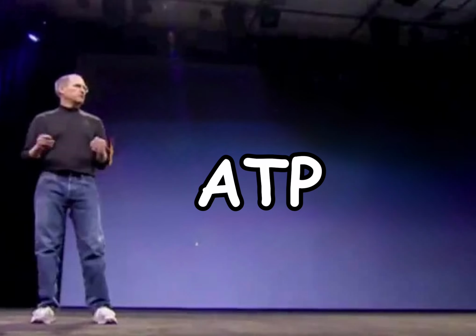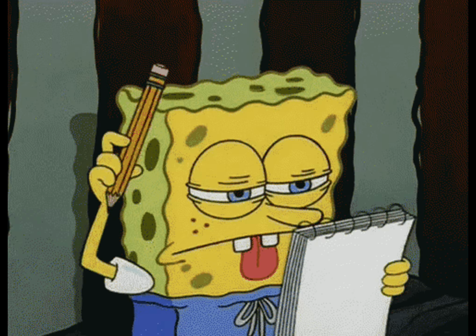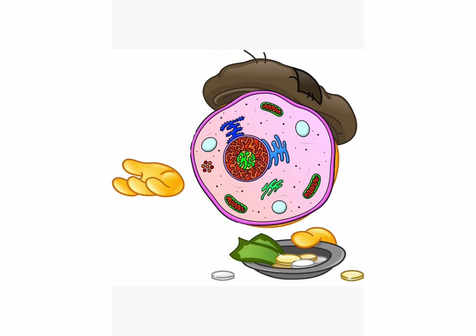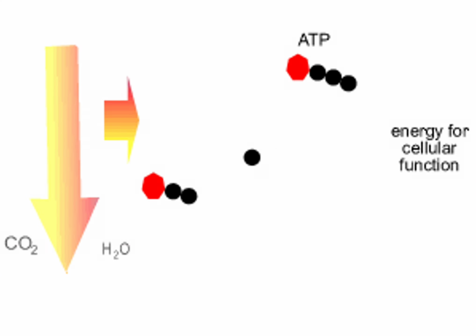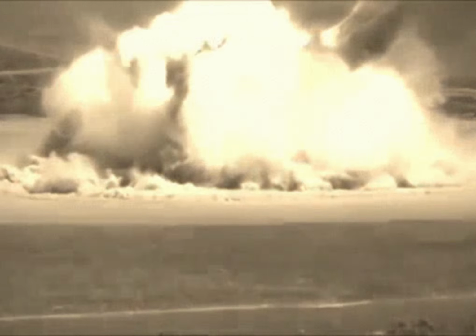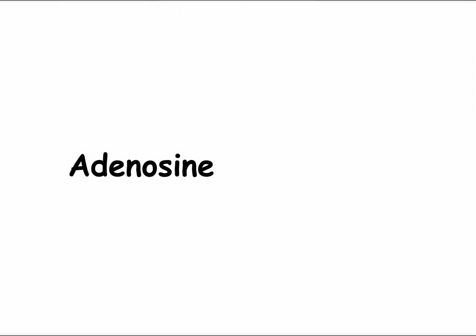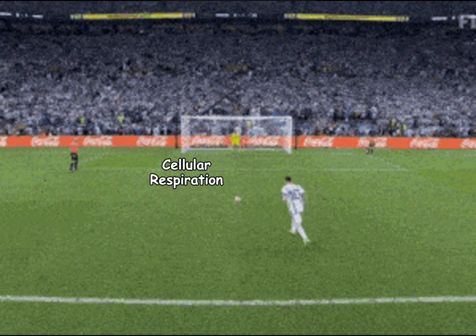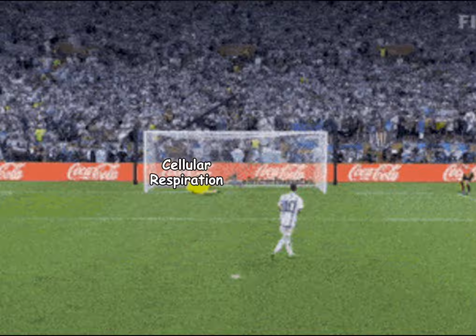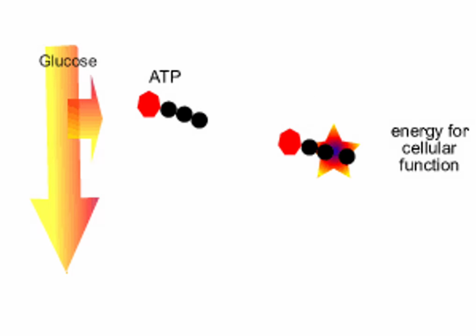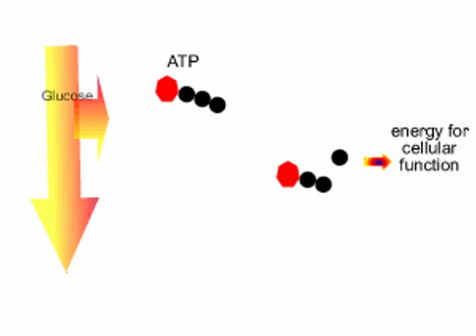Let's talk about that energy currency, ATP. The letters stand for adenosine triphosphate. Think of it as a charged battery. When a cell needs energy, it breaks off one of the three phosphate groups. This releases energy, turning ATP into ADP, adenosine diphosphate, the uncharged battery. Cellular respiration's whole goal is to take that uncharged ADP and recharge it back into ATP.